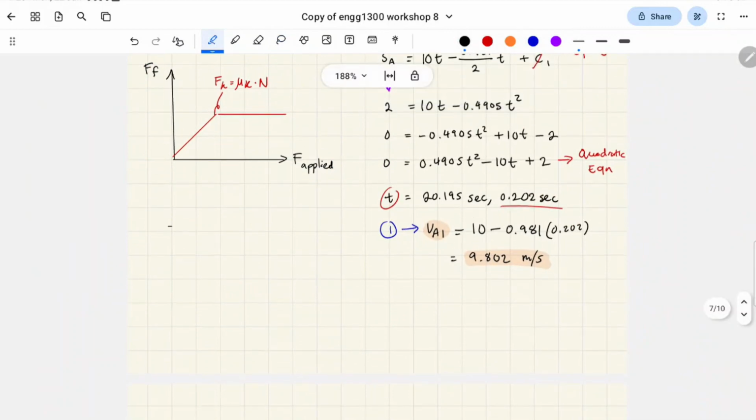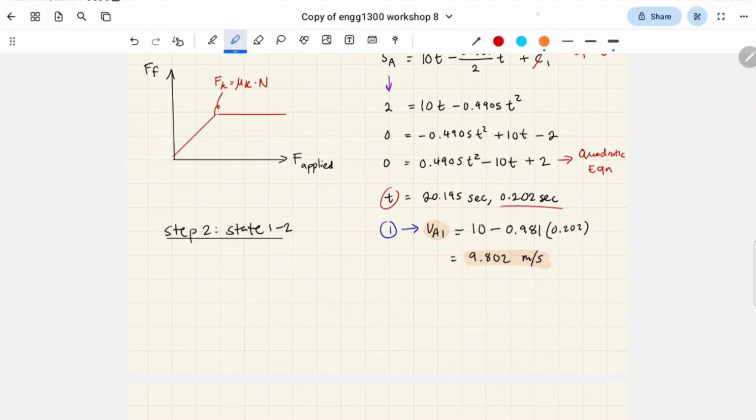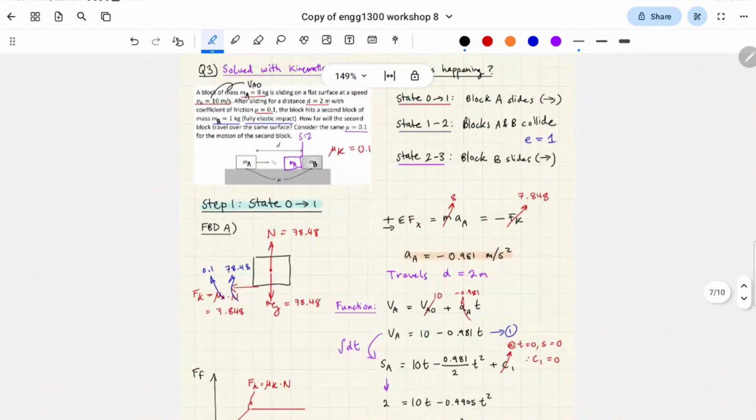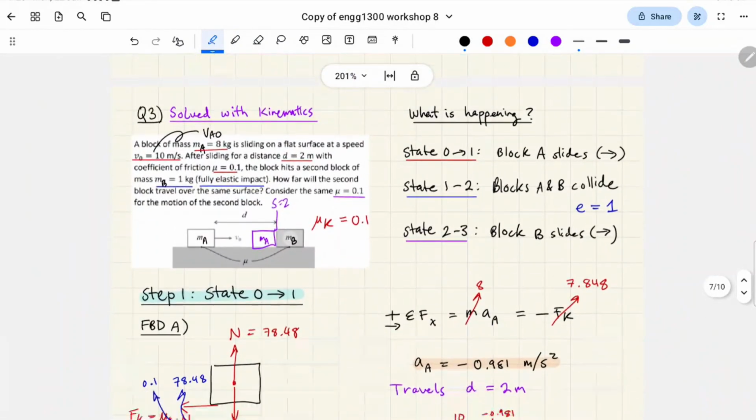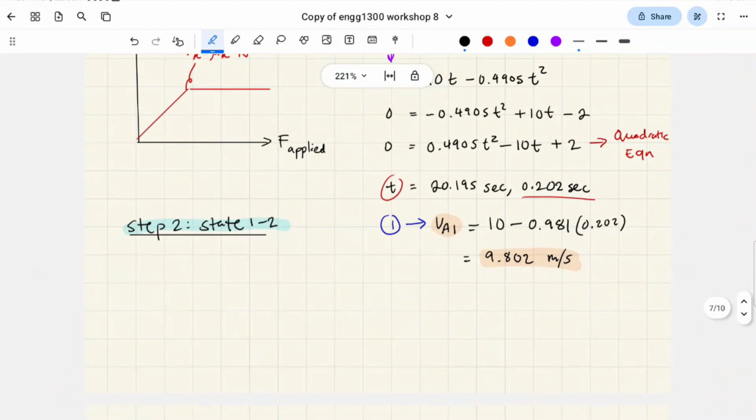So now we're going to work on step 2. That was all step 1, by the way, guys. This will be between state 1 and 2, in other words, the collision. And the collision is fully elastic, in other words, e is 1. The equation we're interested in using is this one.